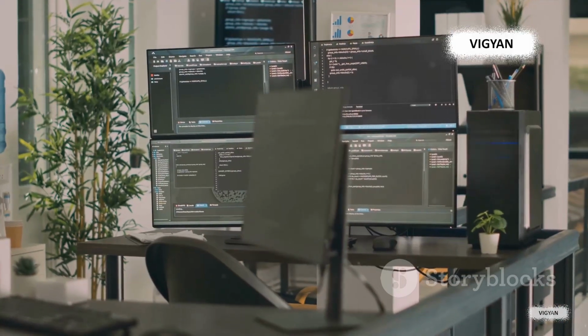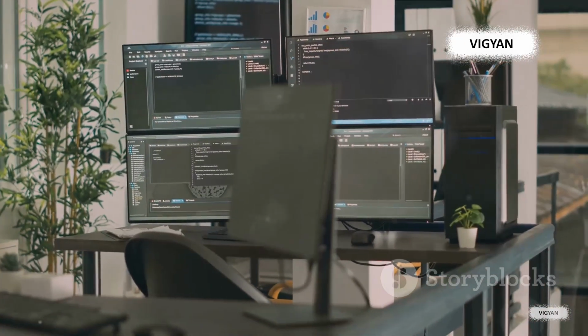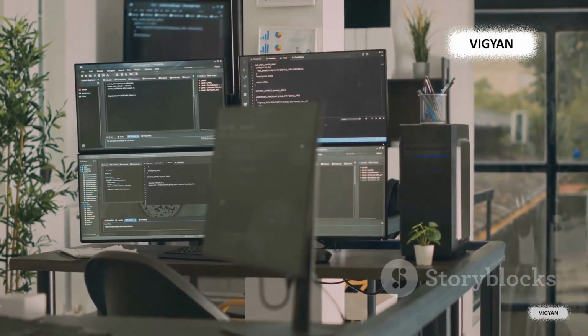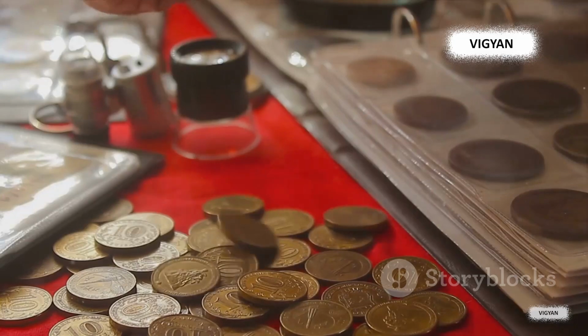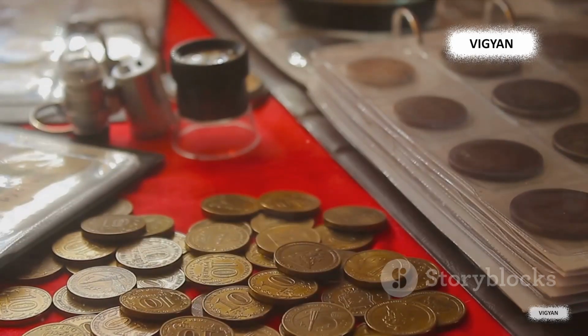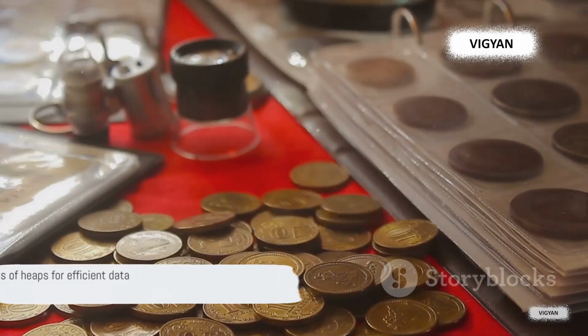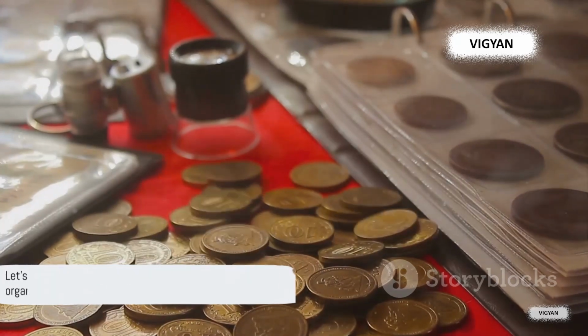So, if you've ever been amazed by how smoothly your favorite software or applications run, heaps are likely working their magic behind the scenes. Just as you would sort and stack a pile of coins, heaps help us sort and organize data in computer science. Let's dive in and uncover more about this fascinating structure.